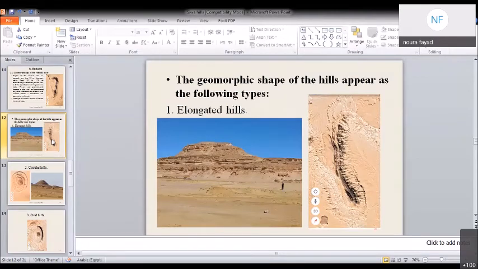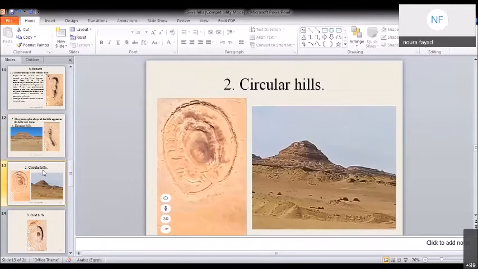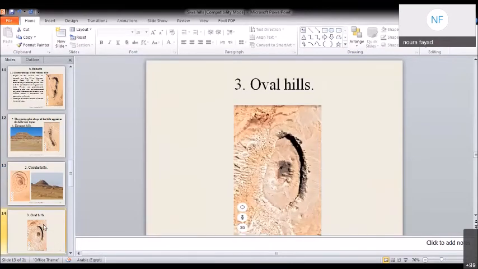This shape differs from one hill to another because the classification depends on the joint system, lithology, rock hardness, topography, the direction of wind, and the degree of erosion. Here we can see the elongated hills, which depend on parallel joints, and these circular hills are rarely seen in Siwa. Oval hills are a famous shape in Siwa, and we can see a lot of hills like this.